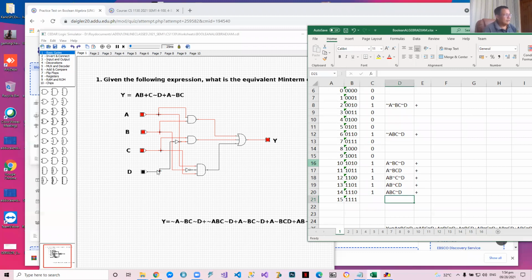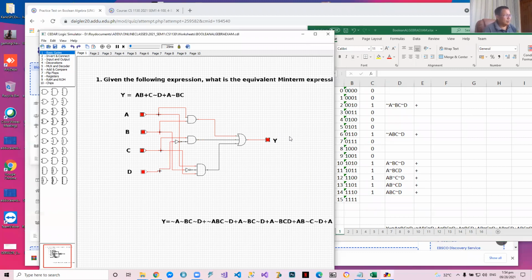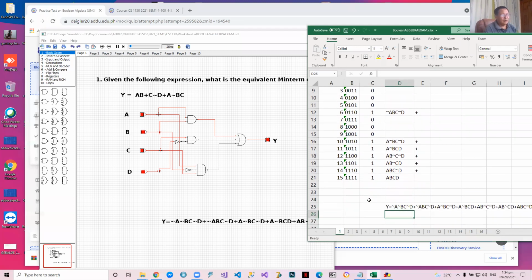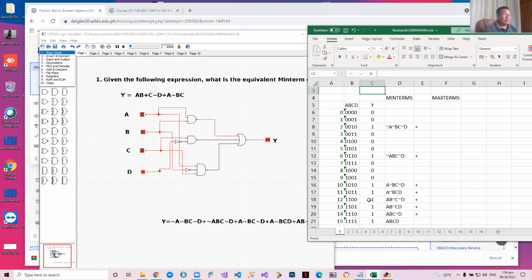And then finally we'll have 1, 1, 1, 1. That's a red, so that's another min term. We'll have A, B, C, D. Now I have made a formula to concatenate, so this is the answer, the expression. We don't have to write it that way. We can just look for the min terms in the answer. From the answer, we look up these min terms.